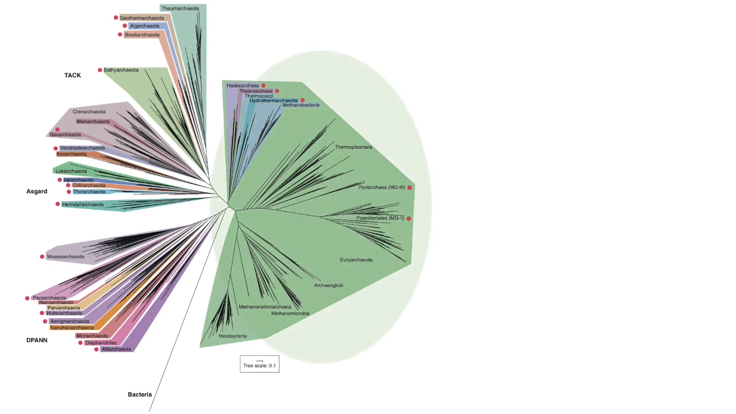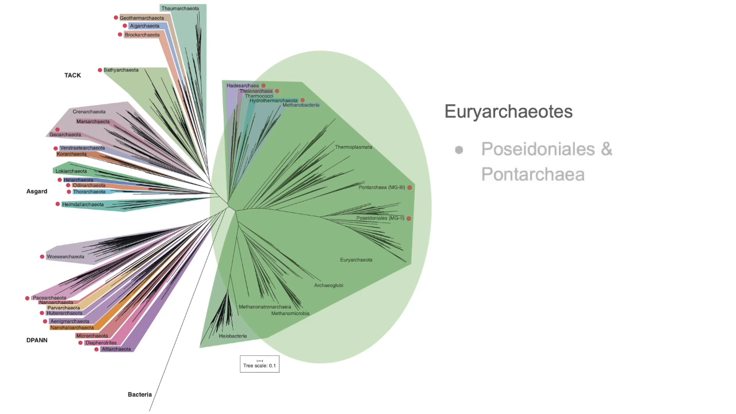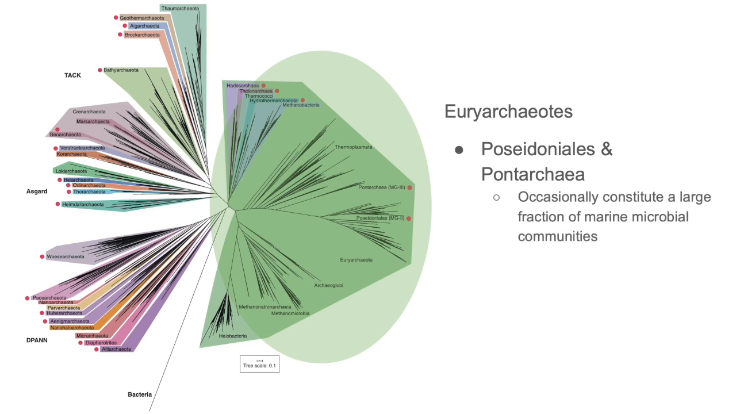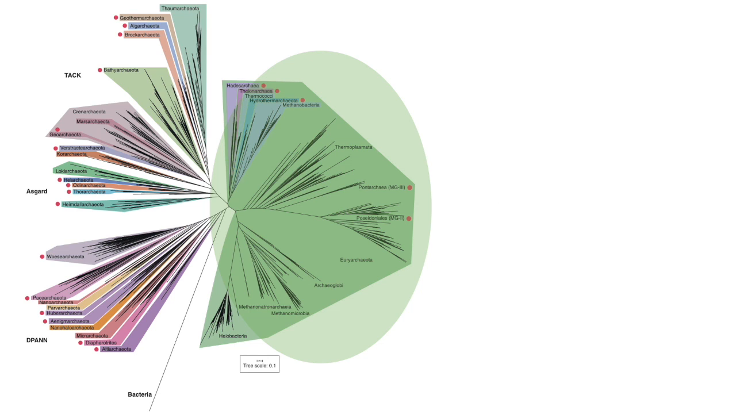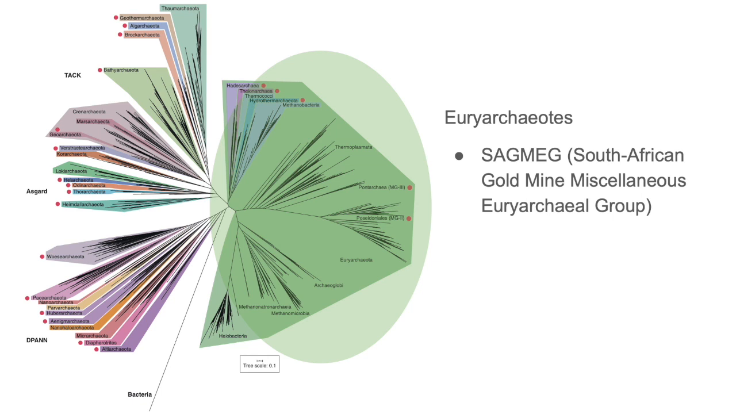Going back to the phylogenetic tree, you would now see one major group in the Archaea lineage is the Euryarchaeotes. Members of Euryarchaeotes, Poseidoniales and Pontarchaea, occasionally constitute a large fraction of the marine microbial communities. Members of the SAGMEG group, or South African Gold Mine Miscellaneous Euryarchaeal Group, are widespread in both terrestrial and subseafloor environments.